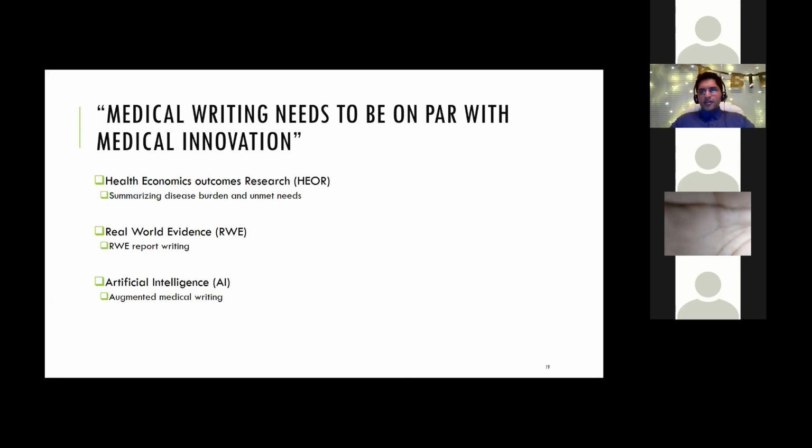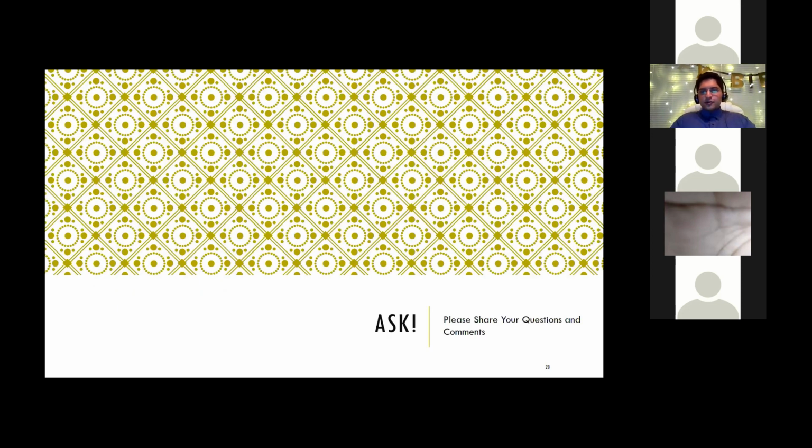So artificial intelligence is a space where medical writers are now moving away from writing and assuming the role of a programmer who would train the artificial intelligence algorithm in order to do the writing for them. So that's another new and upcoming area of medical writing. So that concludes the point that I wanted to convey today.